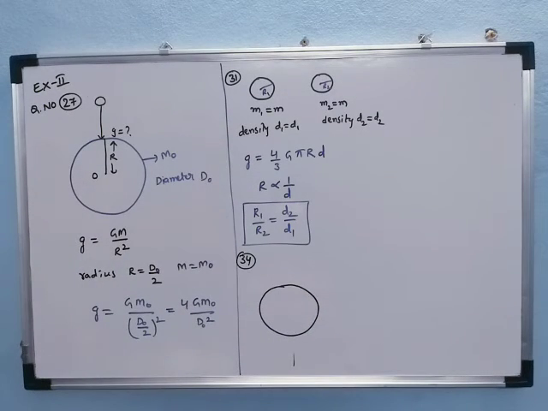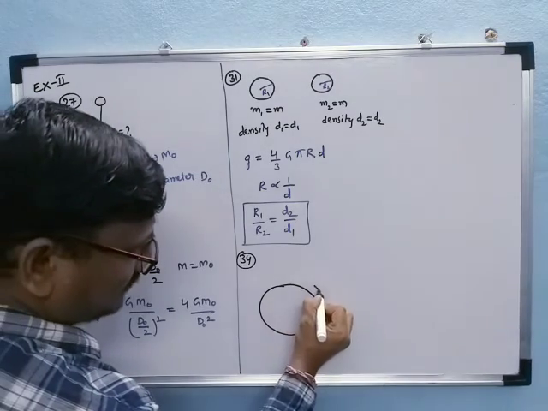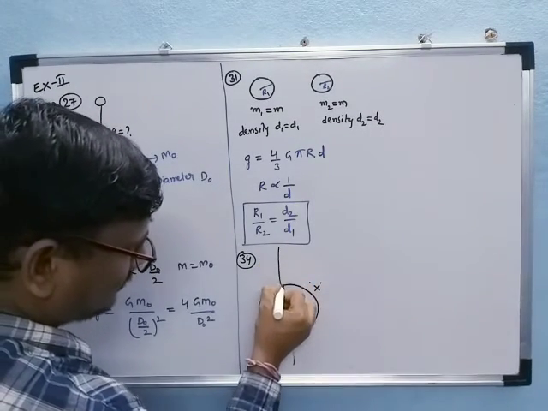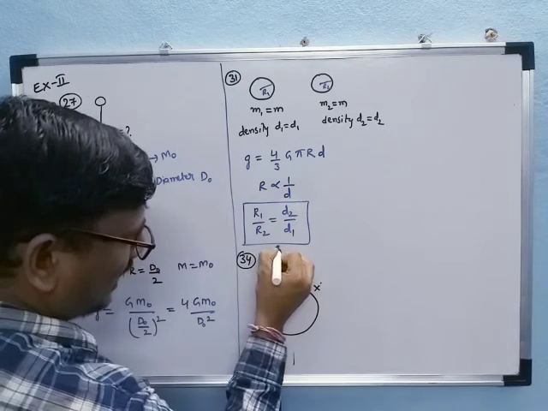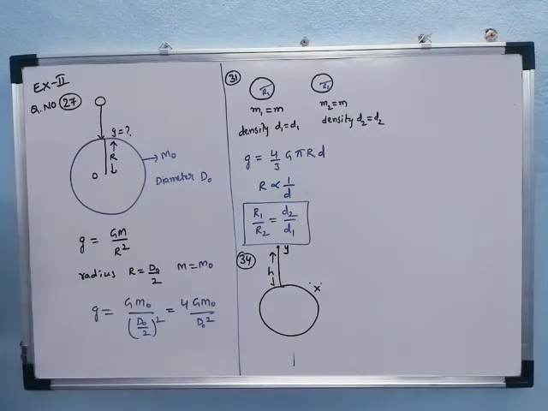Now, the acceleration due to gravity on the surface of the Earth is x. At height h, the acceleration due to gravity is y. Then find this height value. We know the formula of the acceleration due to gravity at height.